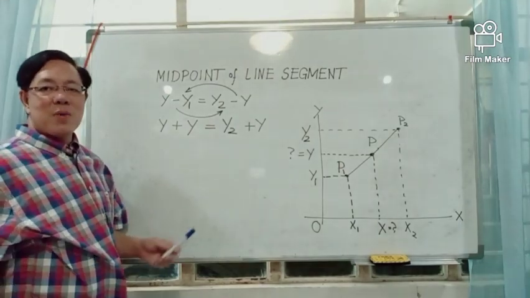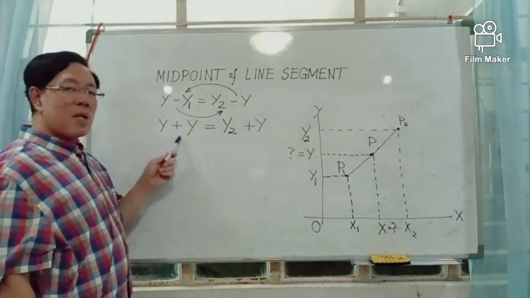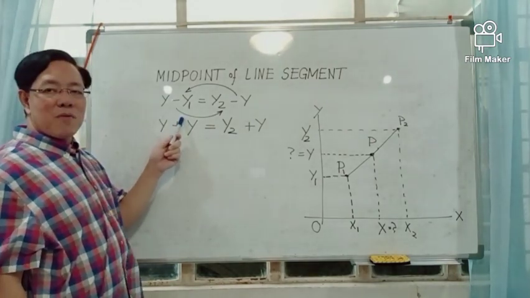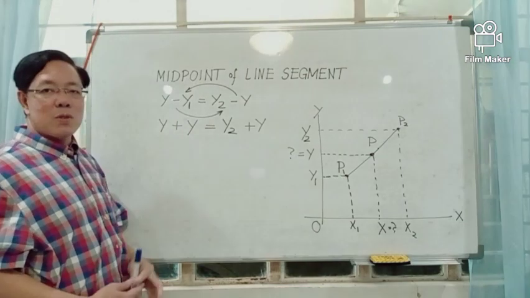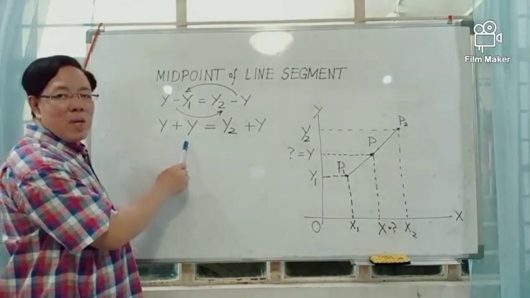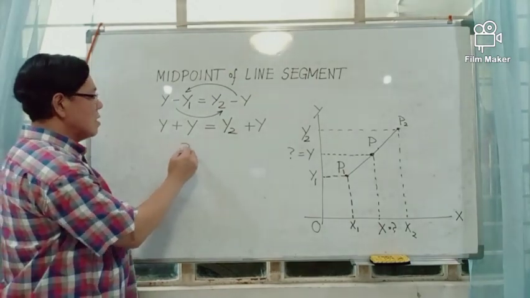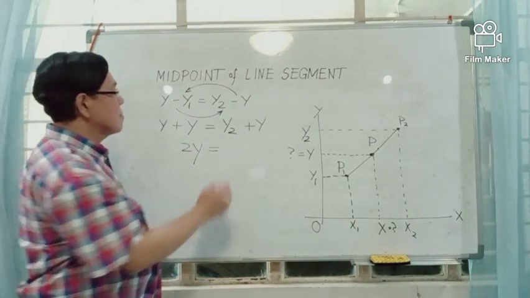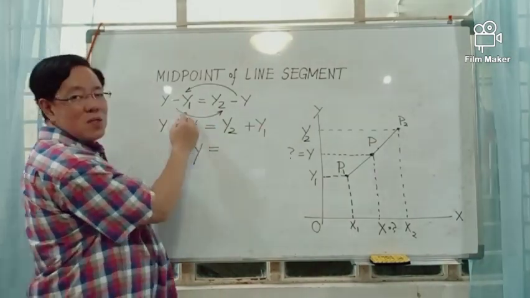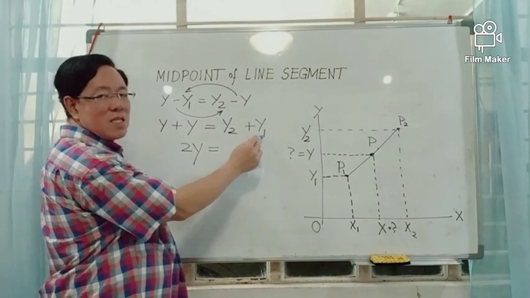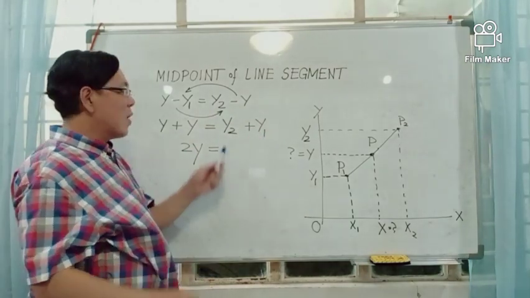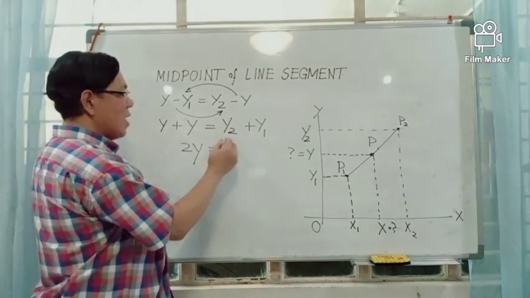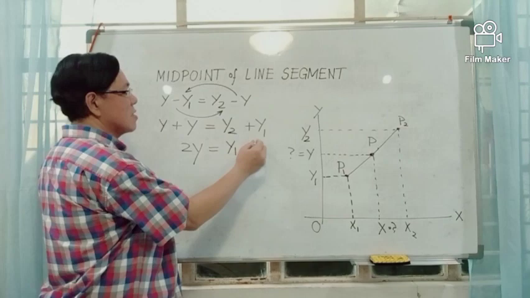By addition of algebraic expressions, y plus y, the coefficient here is understood to be 1, and the coefficient of y in the second term is also understood to be 1. So 1y plus 1y equals 2y. And y2 plus y1, we transpose negative y1 to the right, it's positive y1. And y2 plus y1 by the commutative property is the same as y1 plus y2.